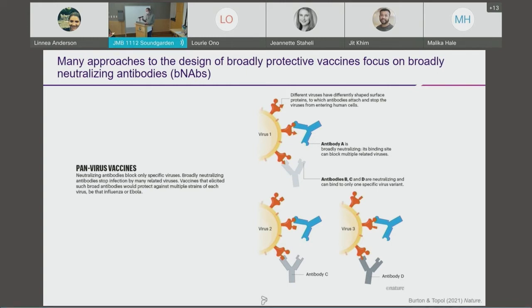And the types of antibodies that we're interested in, if we want broad protection against multiple different viruses, are antibodies called BNAbs, broadly neutralizing antibodies.